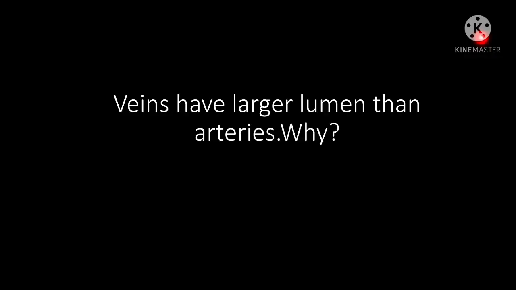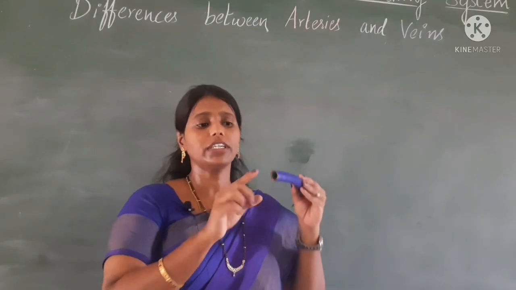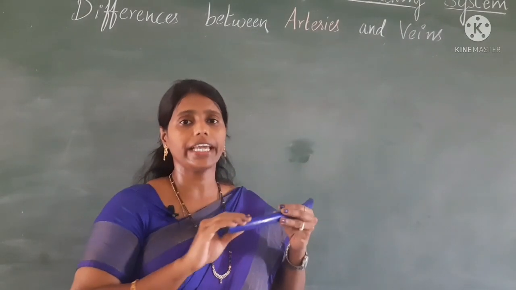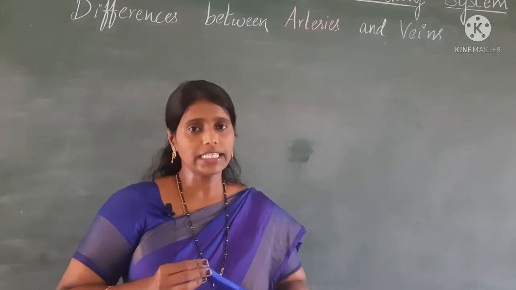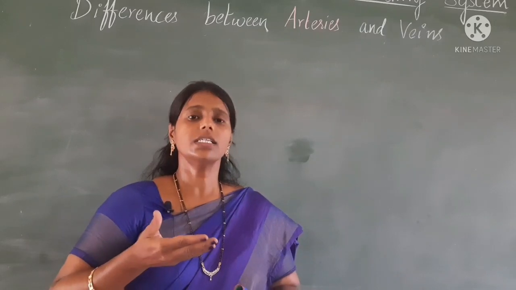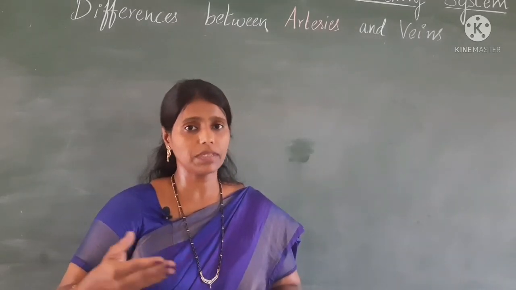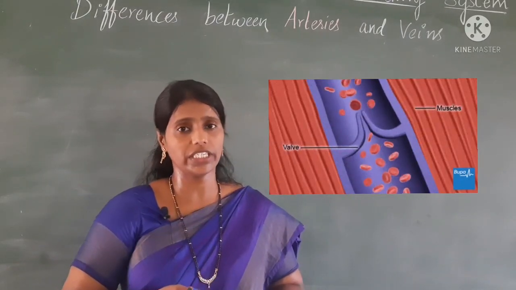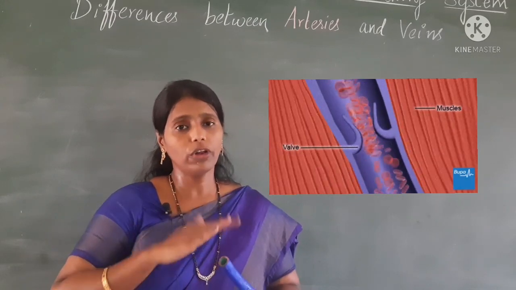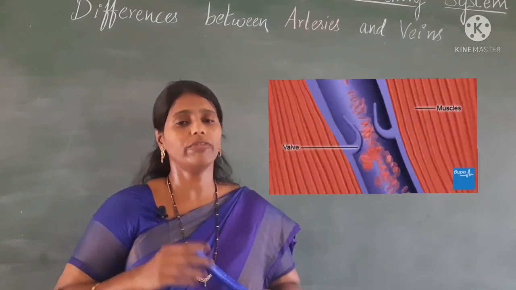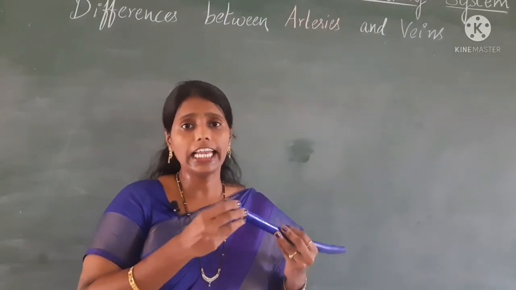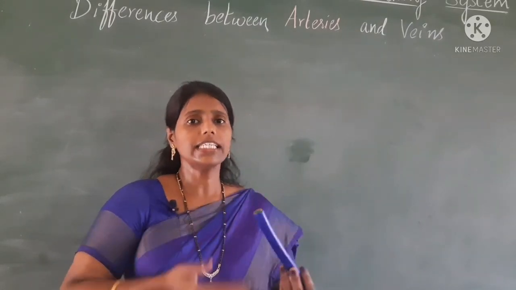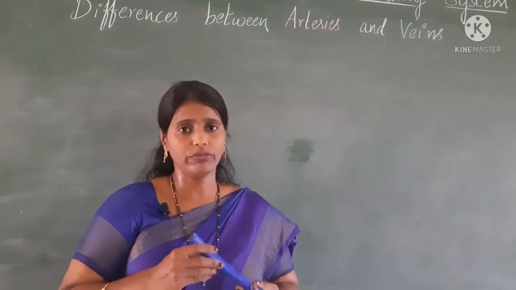Veins have larger lumen than arteries. Why? Reason for the wider lumen in vein is when the blood flows in the veins, it moves in a slow manner. Sometimes it moves against the gravity. To prevent the backward flow of blood, valves are also present. The wider lumen helps in the easy movement of the blood in veins.